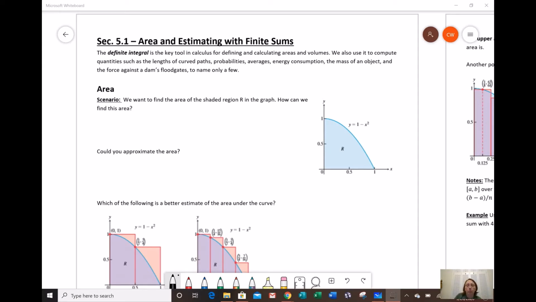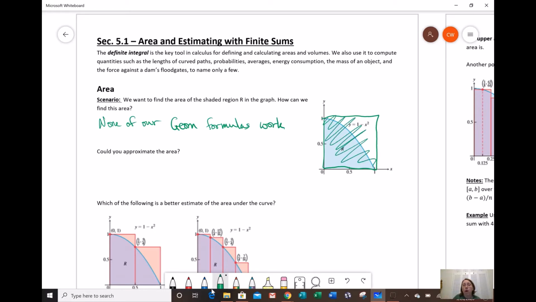So what we could do, well, let's see. So we would say here, none of our geometry formulas work. So the best we could do is we could approximate the area. So one option is to actually build an object that we know that surrounds this. So one option is going to be to build a rectangle that our area is contained inside of. Now the problem with this is pretty obvious. The area of this rectangle is quite a bit bigger than the area of the shaded region.